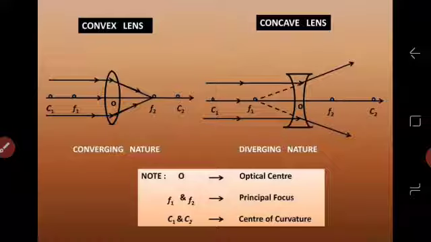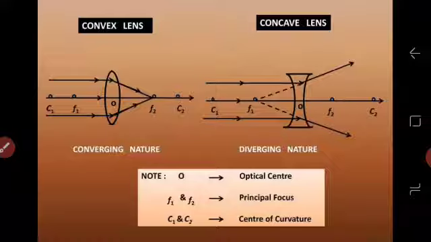The other diagram is of a concave lens, where again we draw the principal axis passing through the optical center of the lens. The two parallel rays which are incident on the concave lens, after refraction, move away from each other. Because the light rays after refraction are moving away from each other, we say that the concave lens has a diverging nature. The light ray diverges after passing through the concave lens.